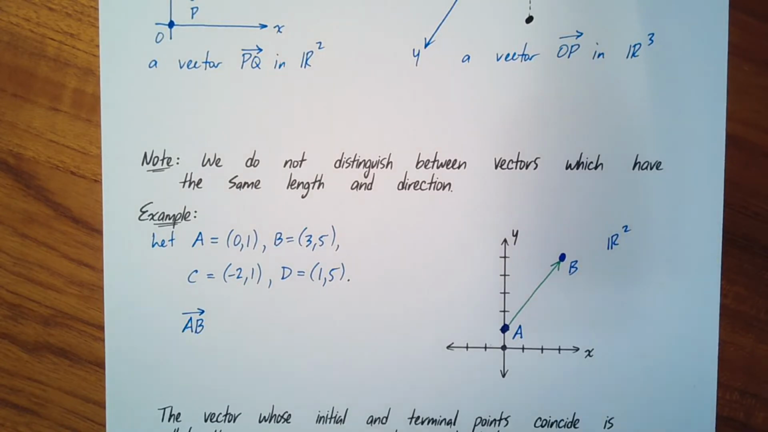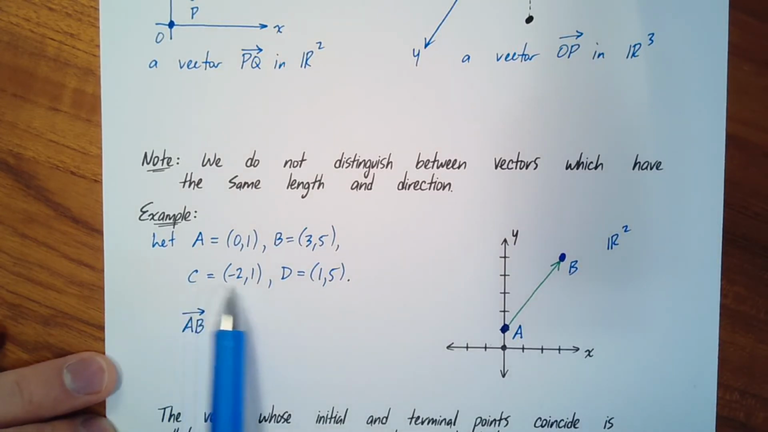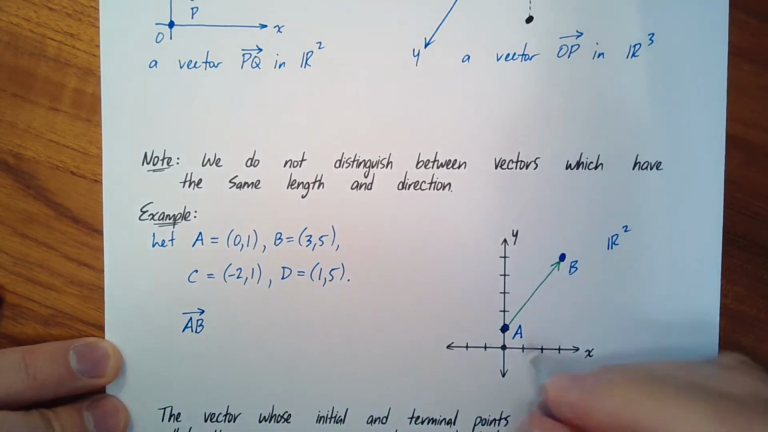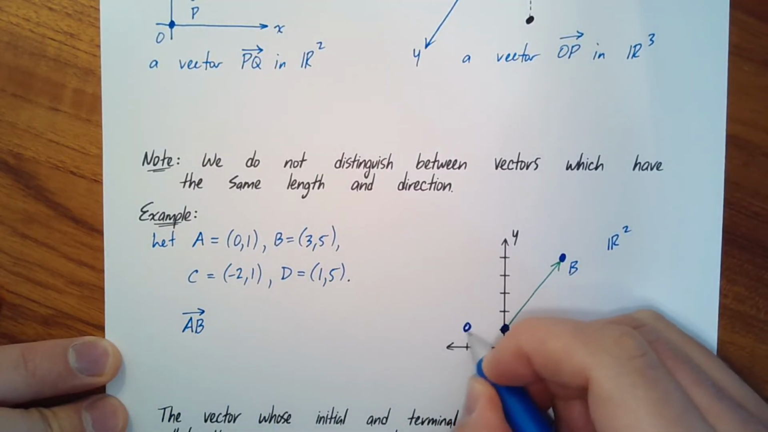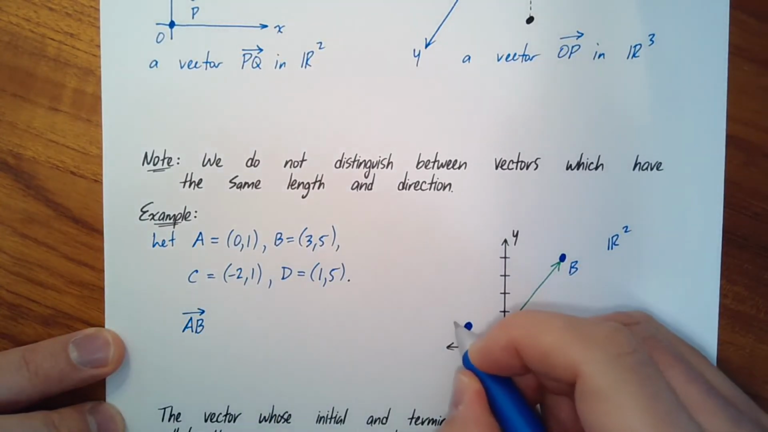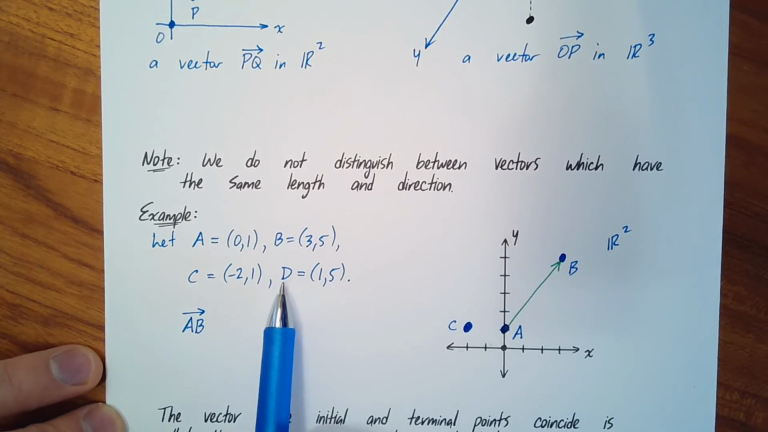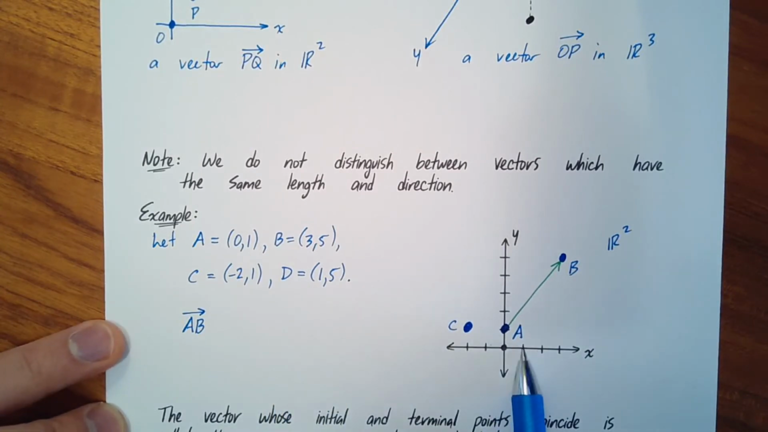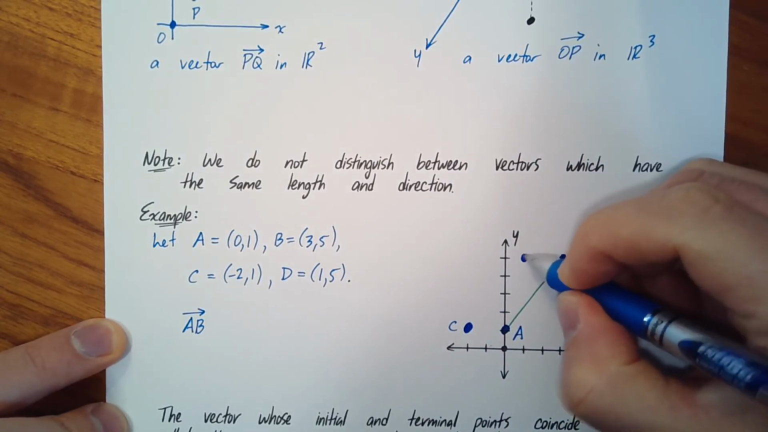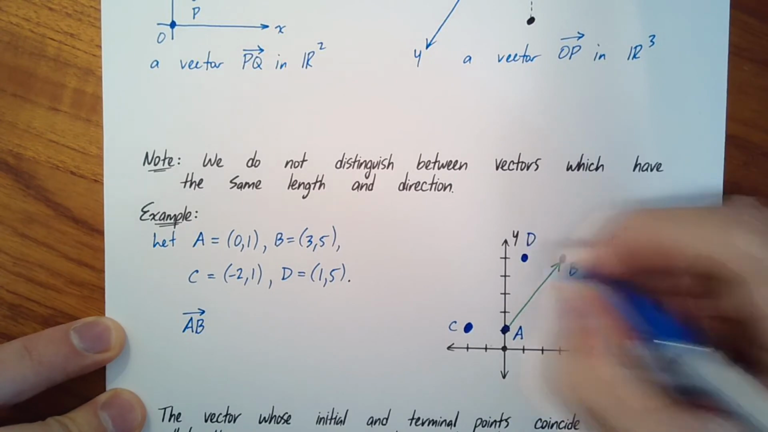Okay, so what else can we do? Well, what about these other two points? This point C, let's plot this point, -2 and 1. So the x-coordinate is -2 and the y-coordinate is 1. And then this other point, I'll label that C before I forget. And then the point D, 1, 5. So x-coordinate of 1, y-coordinate of 1, 2, 3, 4, 5. So we've got this point here, and that's going to be the point D.